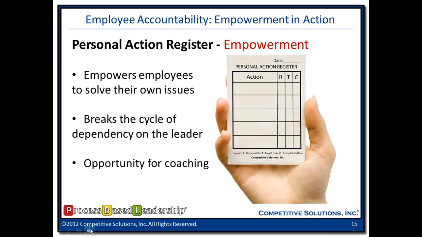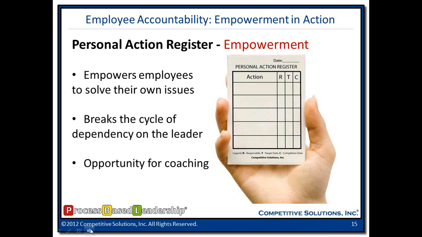And the companies that I have worked with in the past that have implemented these personal action registers to break that cycle of dependency, they've utilized these pads for about 6 months. And eventually, after 6 months, they go away because that cycle of dependency has been broken. Employees are able to discern, when do I need to get my leader involved, and when can I solve an issue myself? And also what happens is you get collaboration between employees, with employees asking each other questions about, hey, have you ever encountered this before?